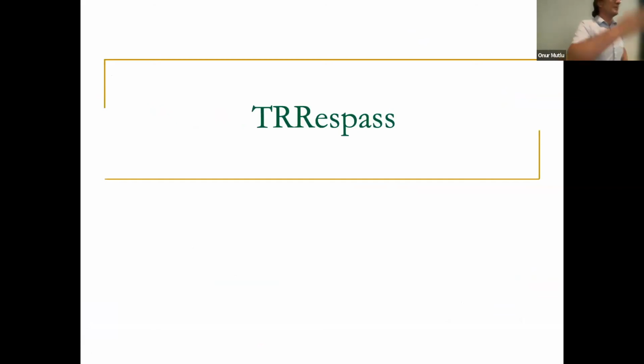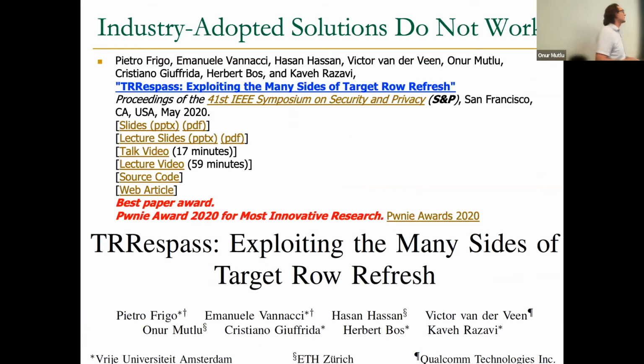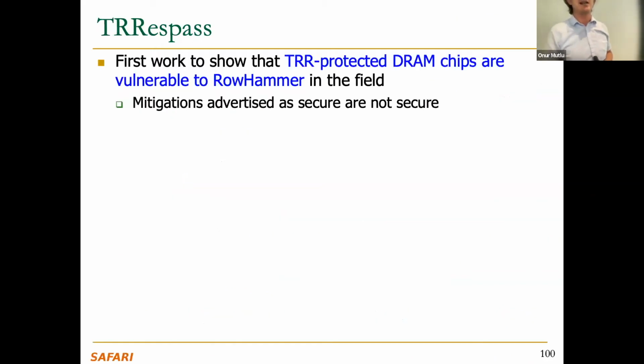Okay, now let me talk about what the industry did. Industry basically introduced this TRR solution. It's called target row refresh. It's documented in the DDR4 standard, but it doesn't say what is done. Basically, the memory controller somehow, or the chip itself, does some target row refresh. It's very nebulous. We wanted to understand what this is, essentially. Basically, we refuted this claim that TRR-protected DRAM chips are not vulnerable to RowHammer.